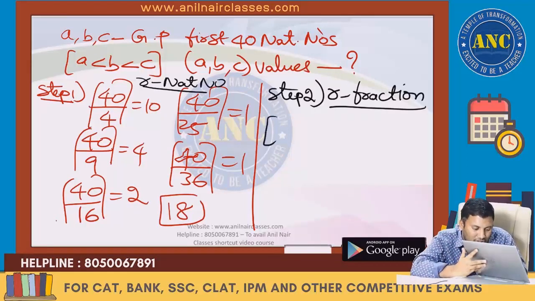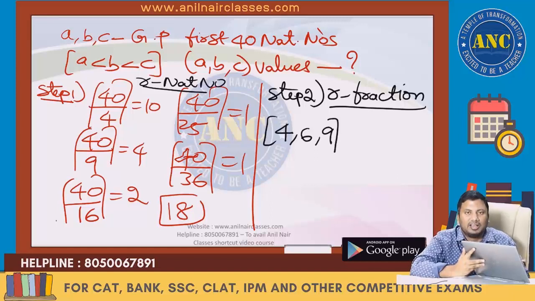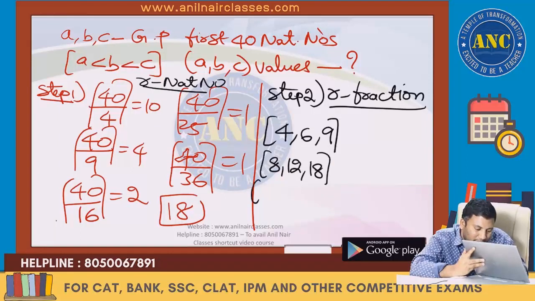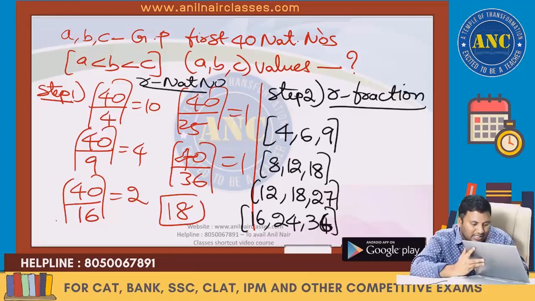First perfect square. 2 2s are 4. After 2, what is co-prime with 2? 6. 36 is equivalent to 4 into something, so the C value is 9. Next will be 8, 12, 18. 4 3s are 12, 6 3s are 18, 9 3s are 27. 4 4s are 16, 6 4s are 24, 9 4s are 36. 4, it is over. Next one.